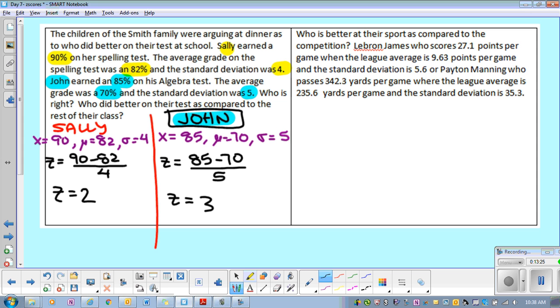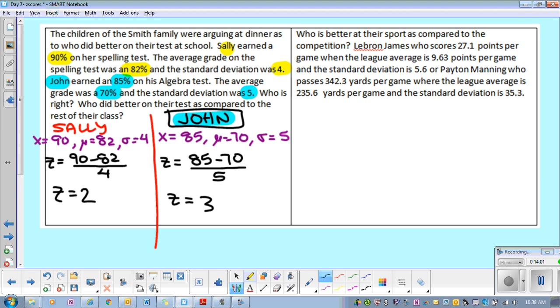So we have LeBron James. And then we have Peyton Manning, who passes 342.3 yards per game when the league average is 235.6. And the standard deviation is 35.3. Who is better at their sport? LeBron James or Peyton Manning at this time, right? LeBron James is a basketball player, but whose team? So you guys are just telling me because of your own bias, right? I mean, he has the points and the numbers though.